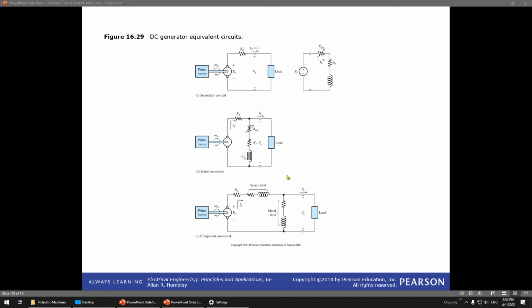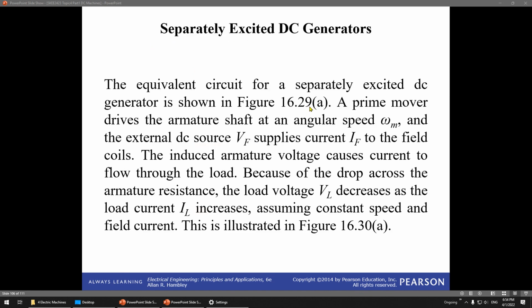And you have the shunt type. For the shunt type you have a prime mover. This one is EA. It will produce the IA, RA, and then it will produce the flux, and it will generate current. So this is a compound connection. Compound means that you combine series field and shunt field, so you have two fields. This is some example of DC generator equivalent circuits.